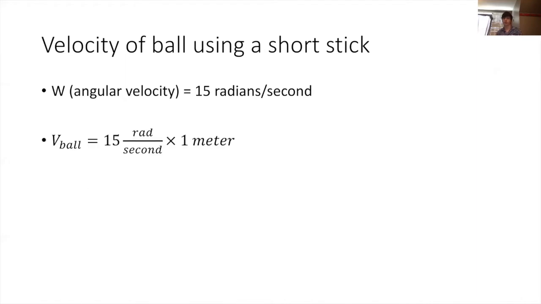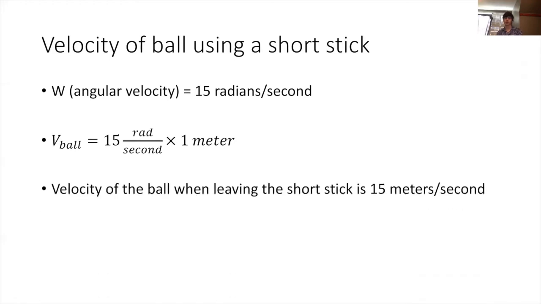Here, this is 1 meter. So 15 times 1 is 15 meters per second, which is what the ball will leave the head of the stick at. Let's see this in real life.